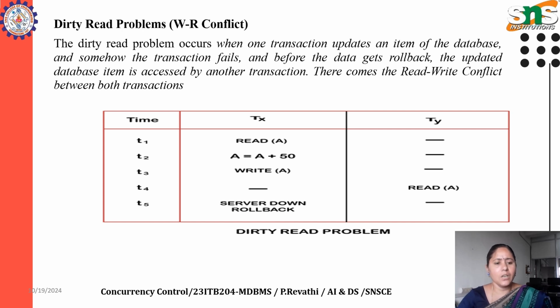At time T5, transaction TX rolls back due to a server problem and the value changes back to 300. Initially the value of A is 300, so it rolled back to the same value 300. But the value for account A remains 350 for transaction TY as committed, which is the dirty read problem, and therefore it is known as the dirty read problem.